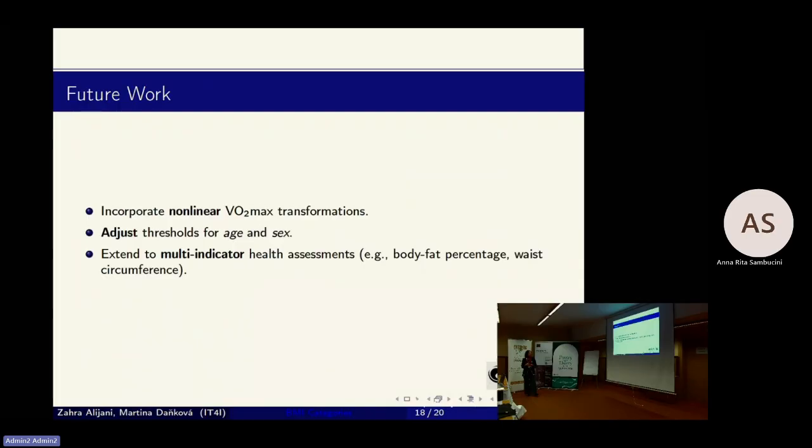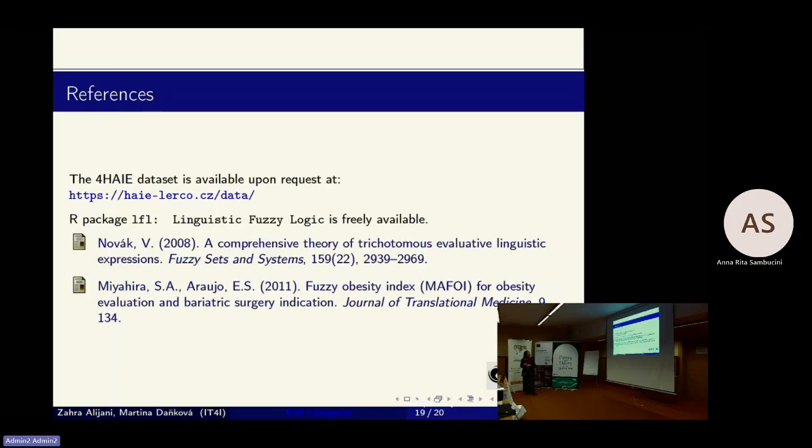And what can be done in future? We can use a nonlinear VO2 max transformation, or, as I mentioned before, adjust the threshold for age and sex, and extend to multi-indicator health assessment, for example, body fat percentage or waist circumference. These are the references that we use.